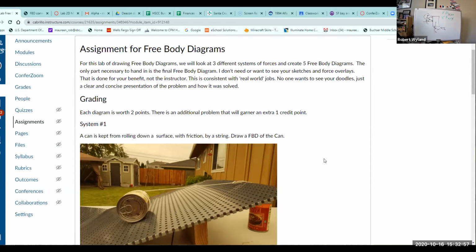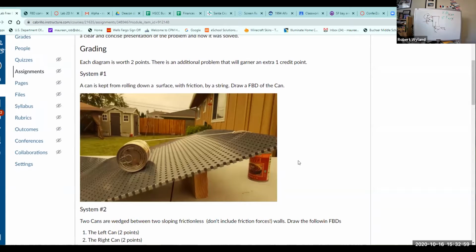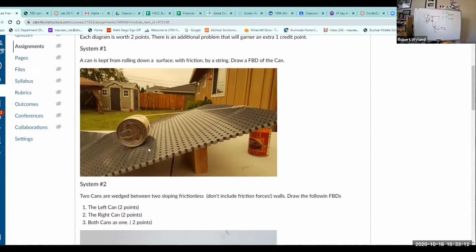So just that. Here you've got a can on a sloped surface that's being held in place by a string. So the string is wrapped around, if you will, and it's being held. And so what I want is a free body diagram of just the can. What forces are keeping that can static?